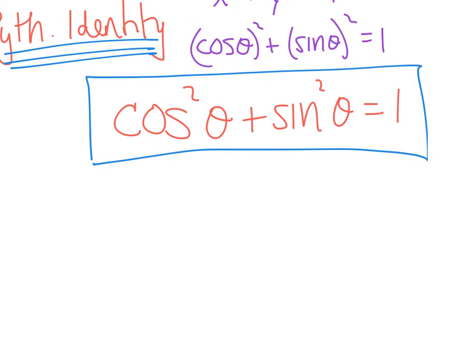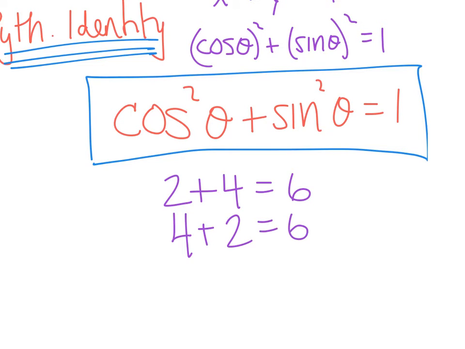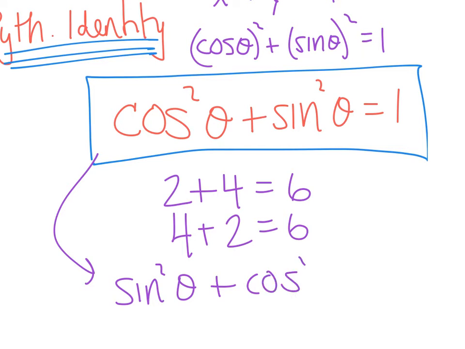Now, think about this. When I add 2 plus 4 is equal to 6, is that the same thing as saying 4 plus 2 equals 6? Absolutely, you're still adding 2 and 4. So you could rewrite this and say, instead of saying cosine squared plus sine squared equals 1, obviously that's the same thing as sine squared plus cosine squared equals 1, right? We just reverse the order. So either way you want to memorize it, go for it. But again, it's just cosine squared plus sine squared equals 1.